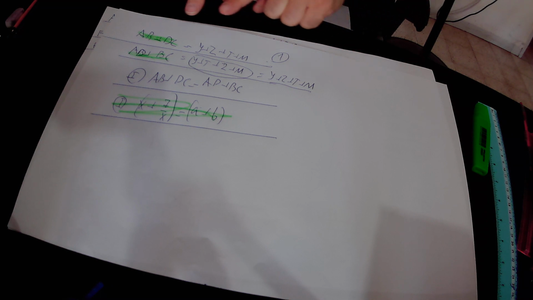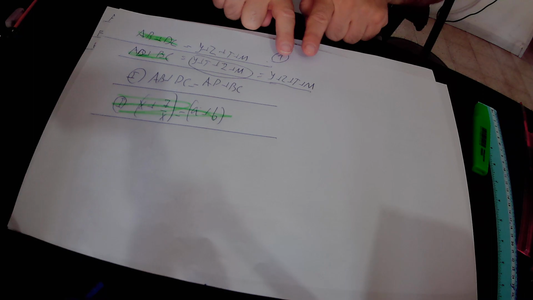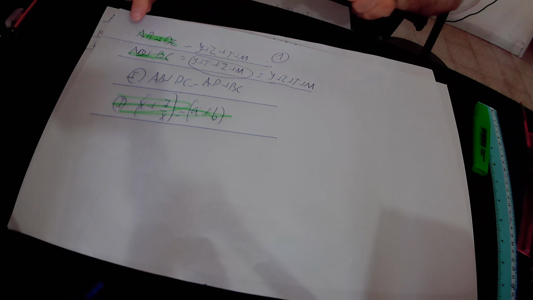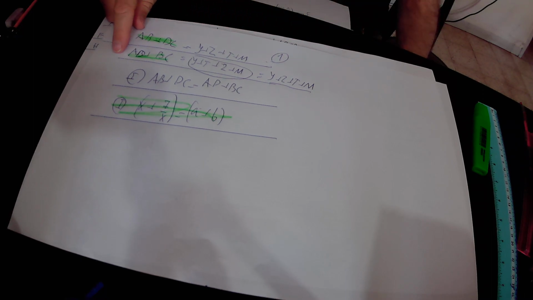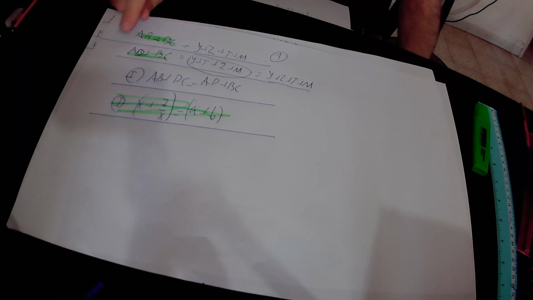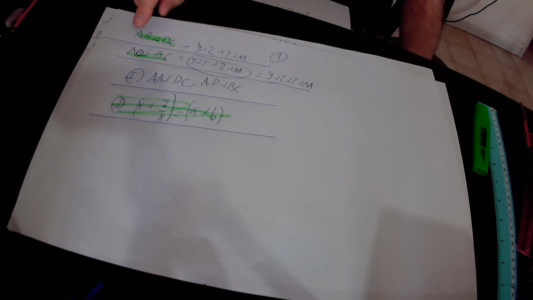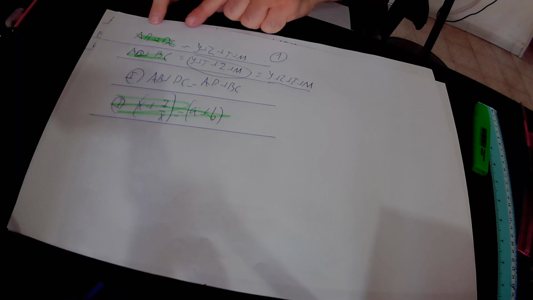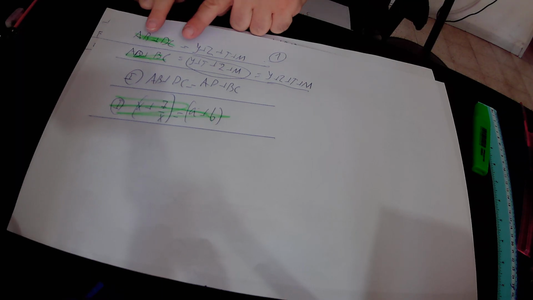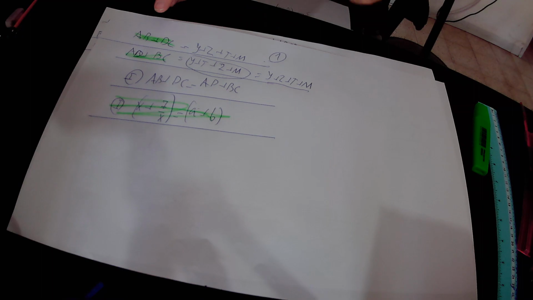So we actually found out that AB plus DC equals Y plus Z plus T plus M, and AD plus BC also equals Y plus Z plus T plus M. So those two expressions in the green color are both equal to the same third expression, that is Y plus Z plus T plus M, and therefore they are equal to each other. That is to say, AB plus DC equals AD plus BC. This is equation 1.